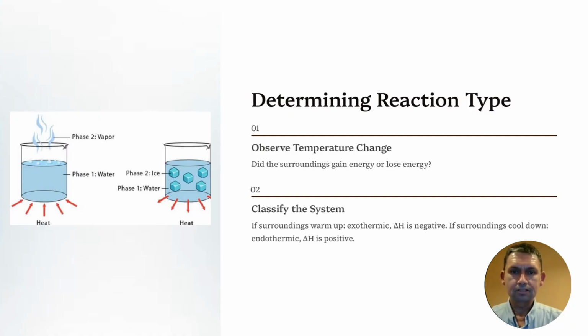Step 1. Observe the temperature change. Did the surroundings gain energy or lose energy? Step 2. Classify the system. If surroundings warm up, the reaction is exothermic and the enthalpy change is less than zero. If surroundings cool down, the reaction is endothermic and the enthalpy change is greater than zero.